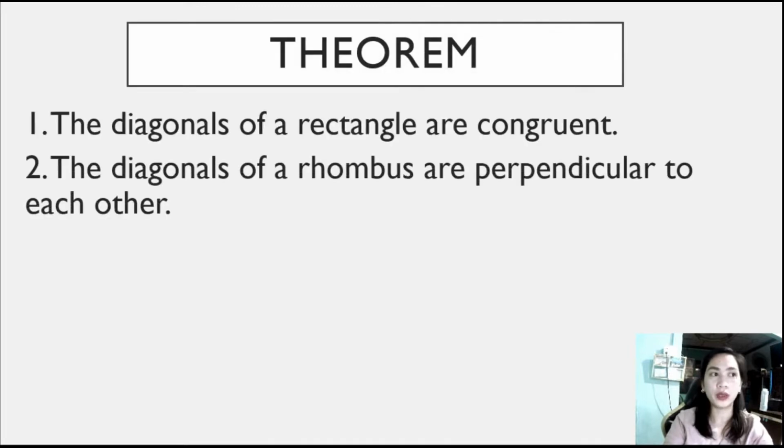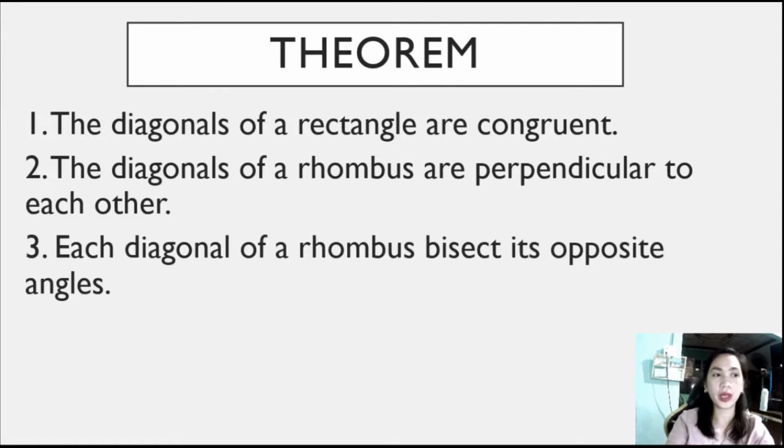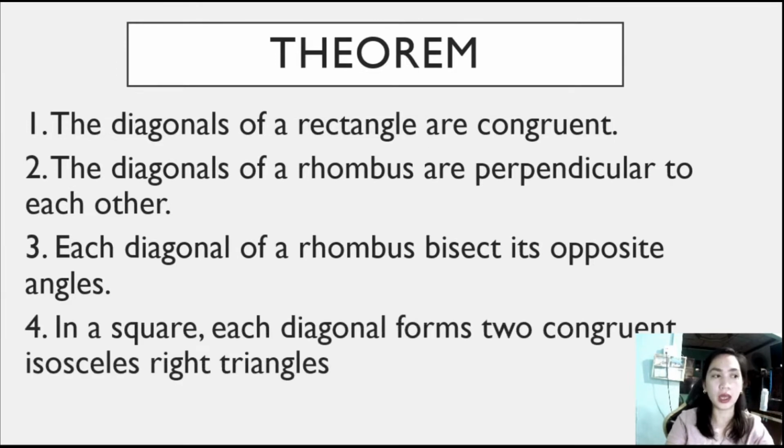So what are the theorems that we're going to prove? First, the diagonals of a rectangle are congruent. Second, the diagonals of a rhombus are perpendicular to each other. Third, each diagonal of a rhombus bisects its opposite angles. And lastly, in a square, each diagonal forms two congruent isosceles right triangles.